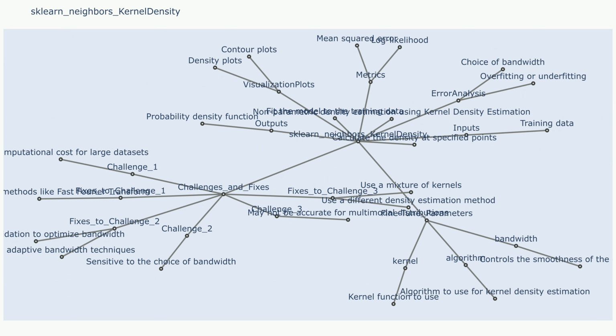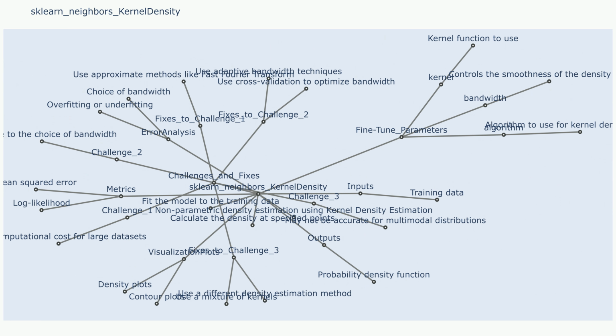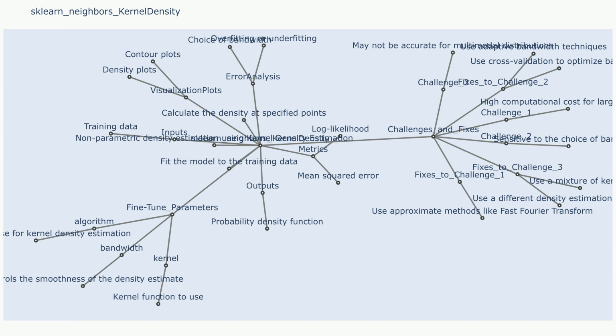Metrics: log likelihood score measures the fit of the model to the training data. Cross-validation score evaluates the performance of the model on unseen data. Visualization plots: density plot visualizes the estimated probability density function. Contour plot plots the contours of the estimated density function.